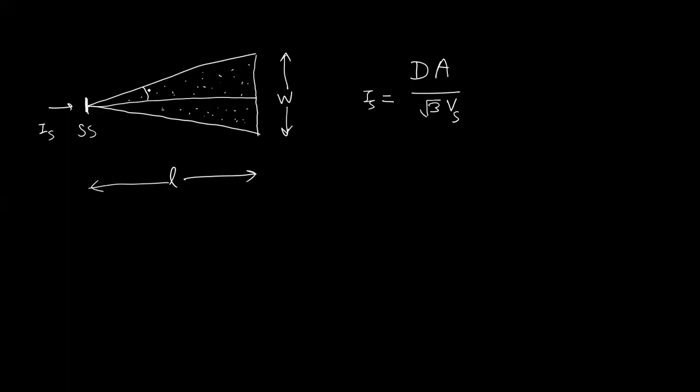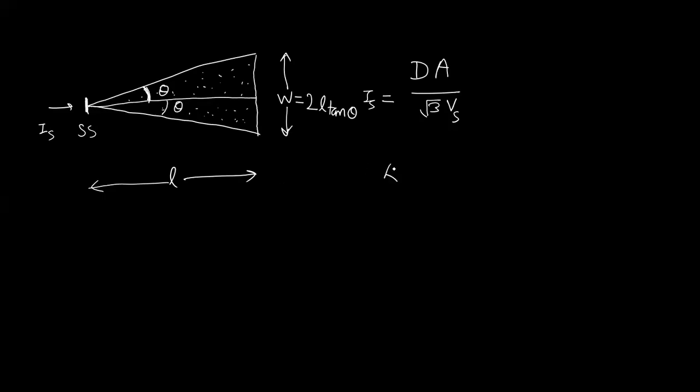So assuming that the angle subtended by the service area to the feeder is theta. This angle is theta. So due to symmetry, this angle is also theta. So this total angle is 2 theta. And from this geometry of the figure, we can say that W is basically 2 times L tan theta. So this is from the geometry of the figure we can easily see.